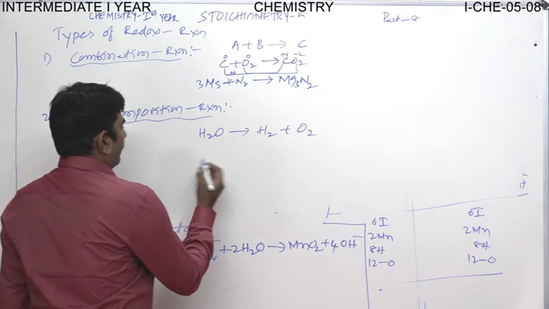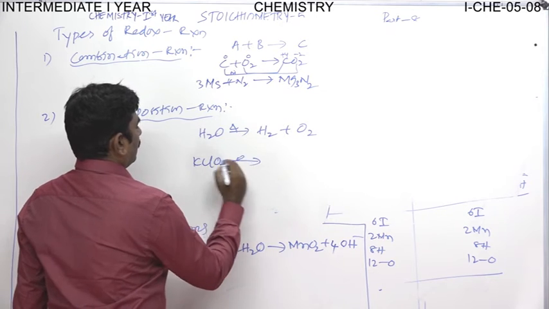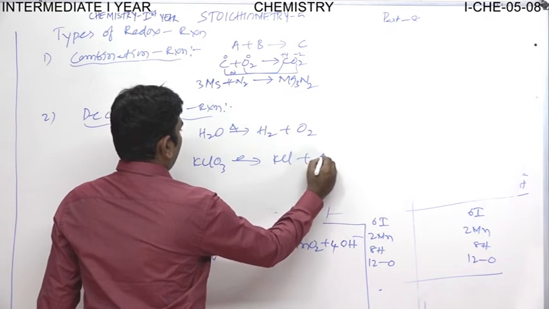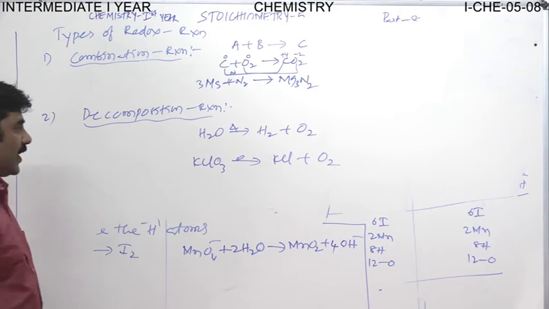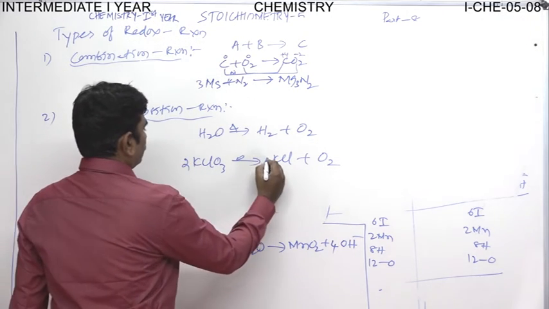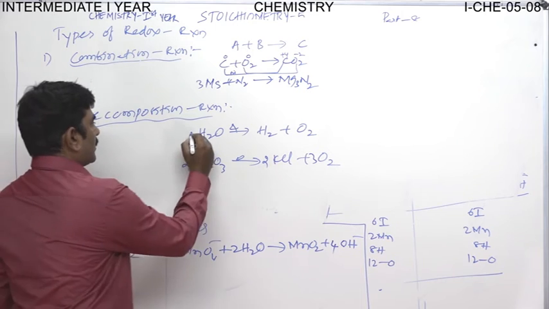Or KClO3 will give KCl plus O2. And balancing is the balancing. And this also.